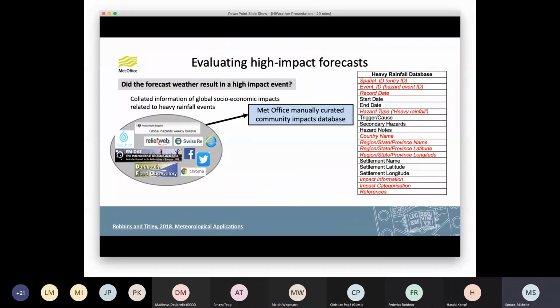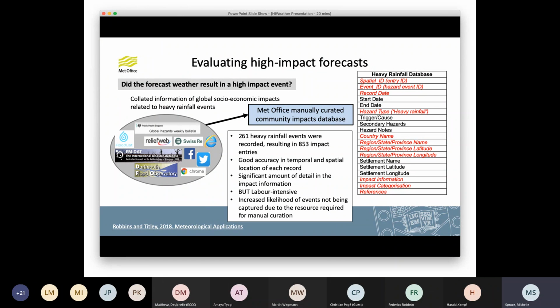So this study published in 2018. Essentially, there was a manually created impacts database where information on impacts for different high impact events was collected from a number of online news sources and social sources. And it was pretty good. A number of events were detected. There was good accuracy in terms of when the event was and where the event was, and there was quite a lot of impact detail. But putting this together is pretty labour intensive, and there's also an increased likelihood that events are going to get missed from this database, purely and simply because of the resource requirement to put this together.